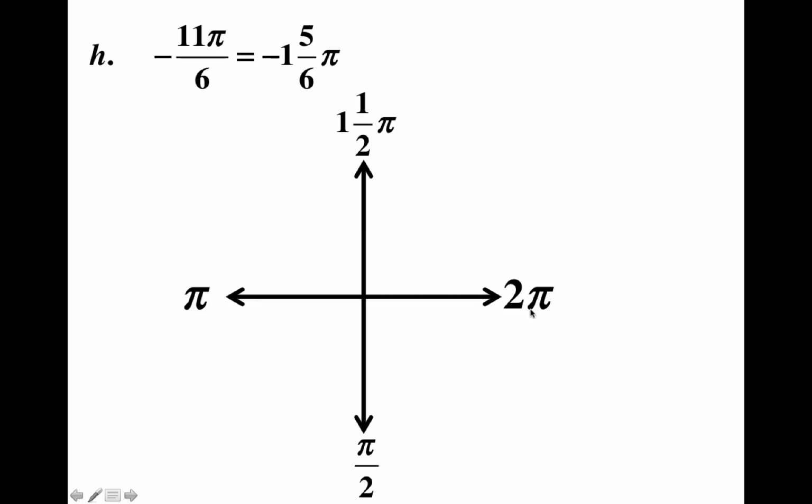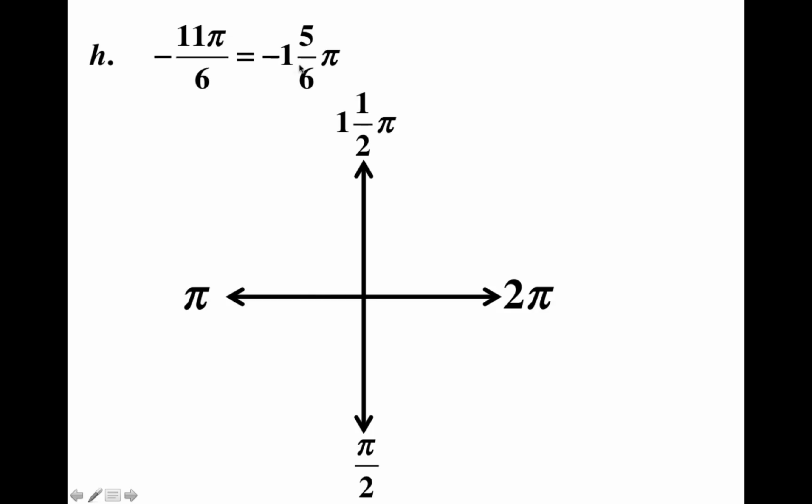Okay, part H. We need to convert this to a mixed number because 6 does go into 11. Notice my denominator is 6 this time, so my reference angle should be pi over 6. That's a hint for you. So we have negative 11 divided by 6. 6 goes into 11 only one time with 5 more left over. So this is equal to negative 1 and 5/6 pi. So we're going to draw our t and we're going to go clockwise. So we have half a pi, 1, 1.5, 2.